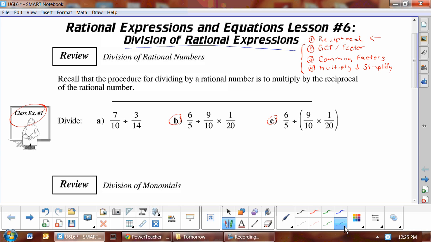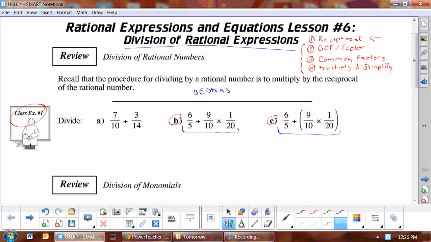Okay, so in this one here, the tricky thing about these two questions is that we don't have just two terms, right? We have three. And so when you're taking the reciprocal, exactly. So we have to deal with our order of operations.